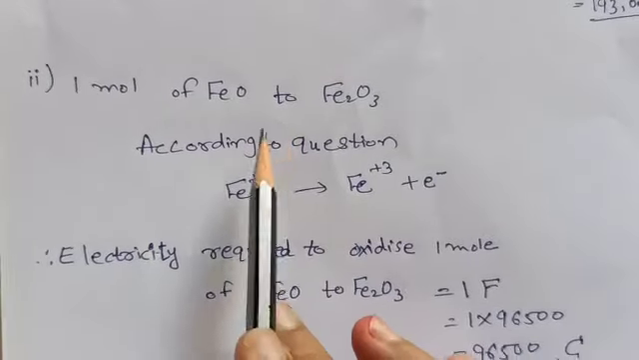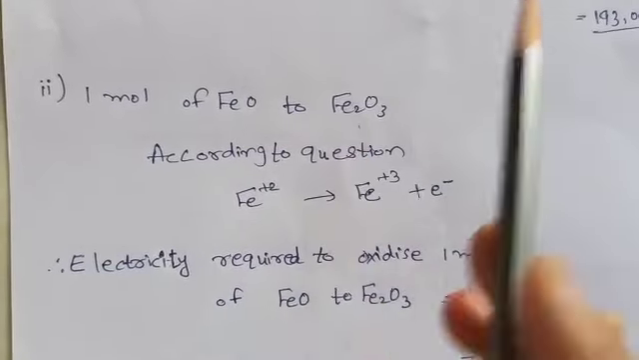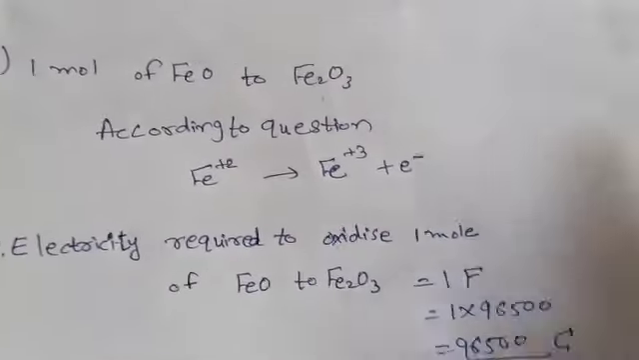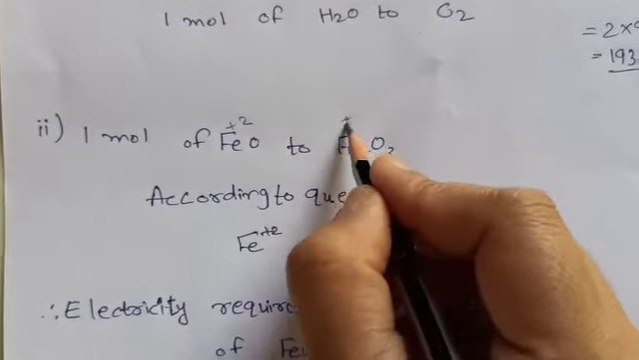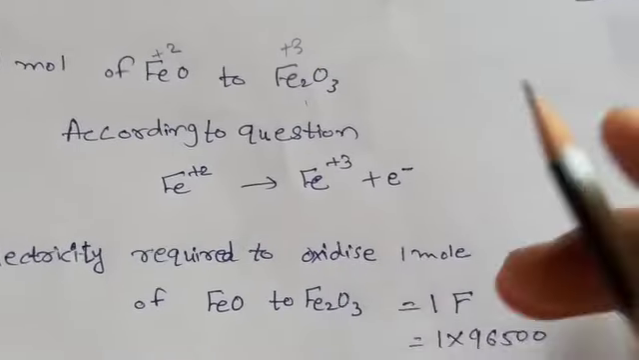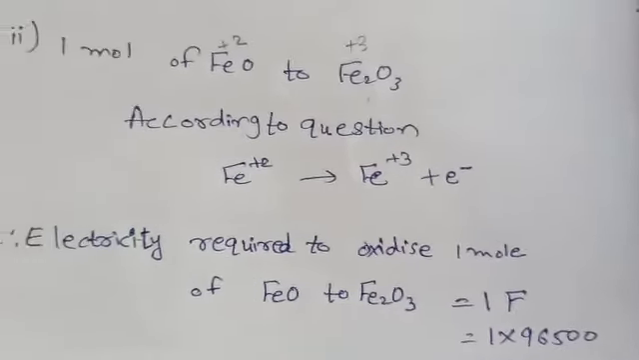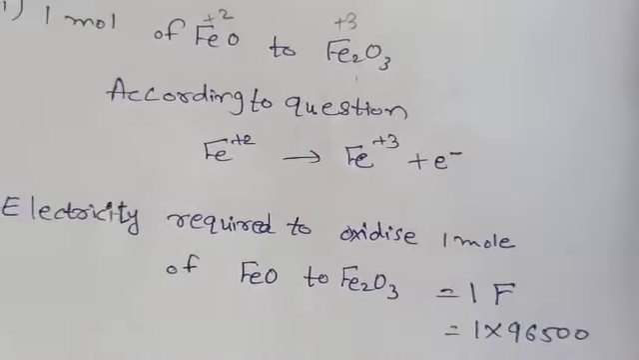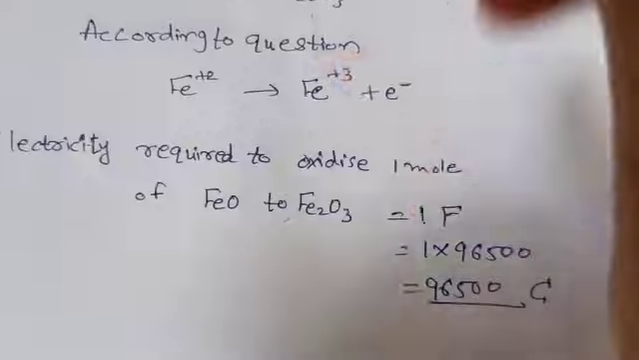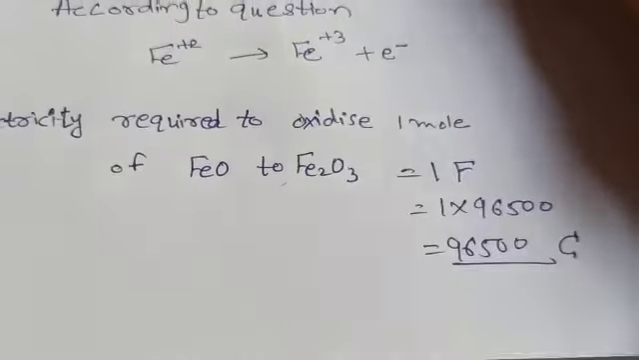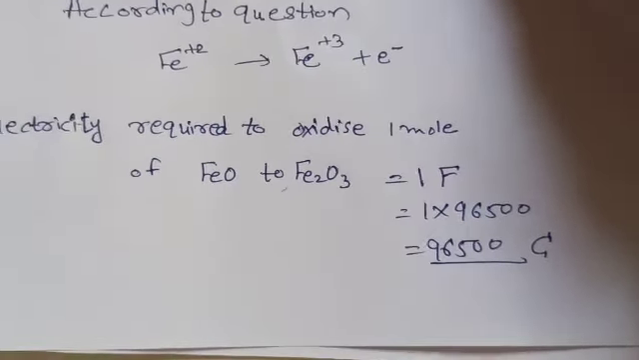Second one, we have to oxidize FeO to Fe2O3, right? 1 mole of FeO to Fe2O3. In FeO, the oxidation state of Fe is +2, and in Fe2O3, the oxidation state of Fe is +3. So we can write that Fe+2 converts into Fe+3 and donates 1 electron. So for this reaction, we can say that electricity required to oxidize 1 mole of FeO to Fe2O3 is 1 Faraday. Replace the value of Faraday, you will get the answer, right, in coulomb.